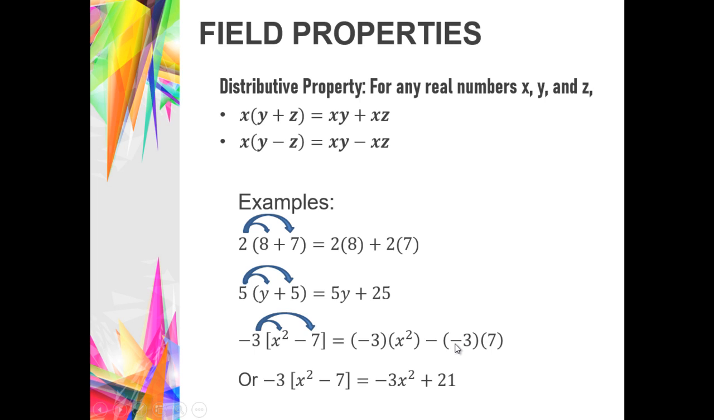But still, kaning answer, okay na ha. And this one, negative 3 times 7 is negative 21. Negative 3 times negative 7 is positive 21. So, pwede pud na siya.